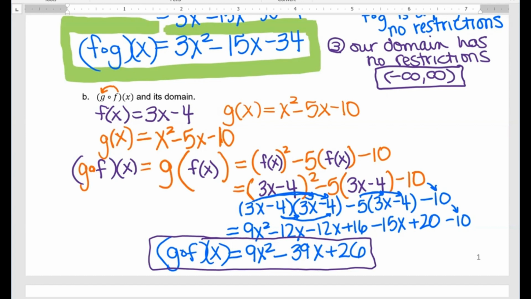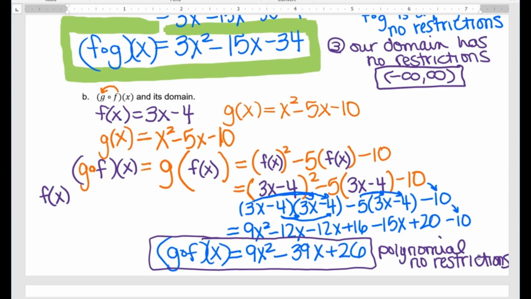Okay. And if you notice, g composed with f of x is also a polynomial, which means that it has no restrictions because we did not have any denominators at any point in our work. So our final part has no restrictions. The function we were plugging in, f of x, I'm going backwards, sorry, that was step 2. f of x has no restrictions on the domain, and that is because it is a polynomial.